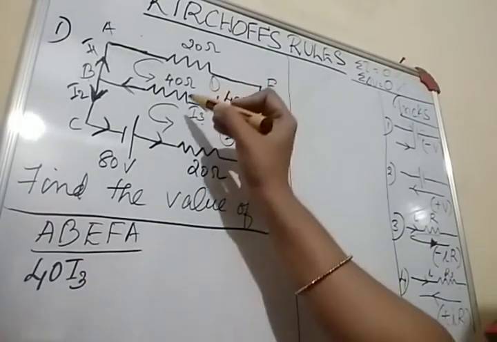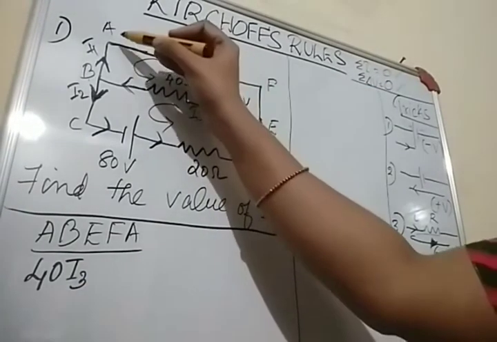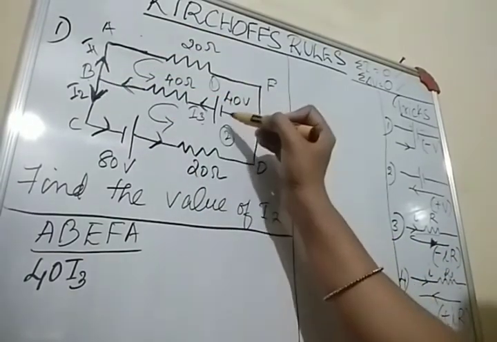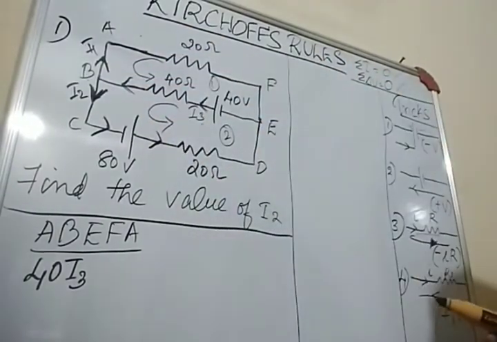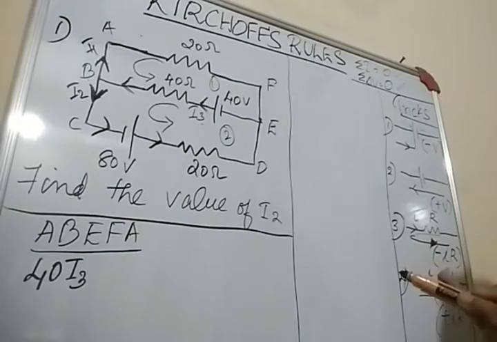Then what should be the sign? We are coming in this direction, but current is coming in the opposite direction. So IR can be taken as positive. So this is positive itself.